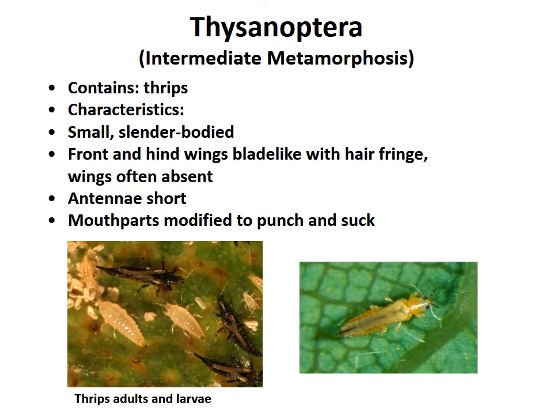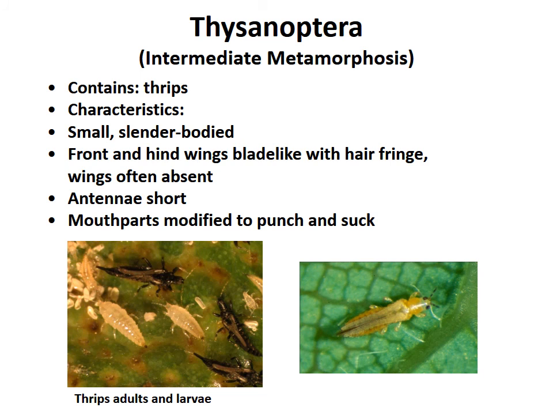And then the last order that we're going to talk about in this video is called Thysanoptera. They're commonly called thrips. These are very, very tiny insects that feed on plants. They undergo an unusual metamorphosis, intermediate metamorphosis, kind of between complete and incomplete. Like I said, they're very tiny insects. You may see them on plants if you're looking at the plant with a hand lens.